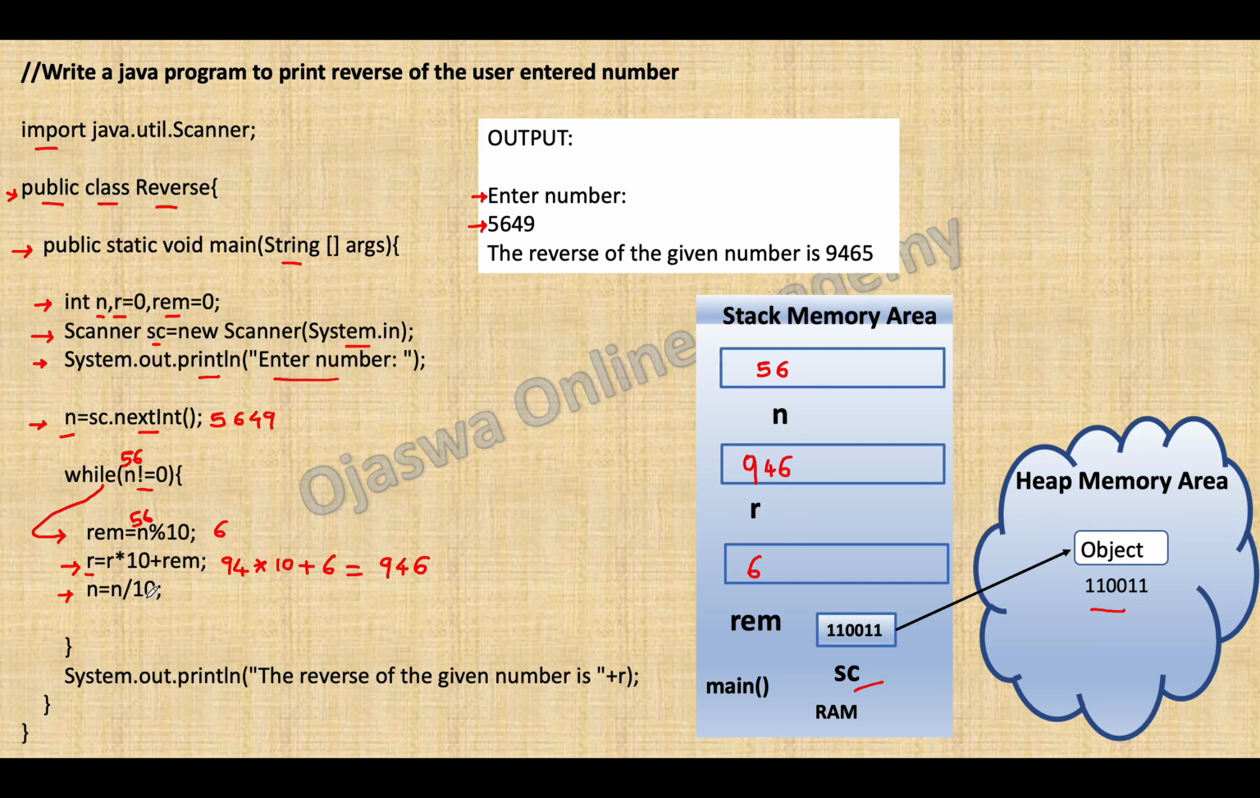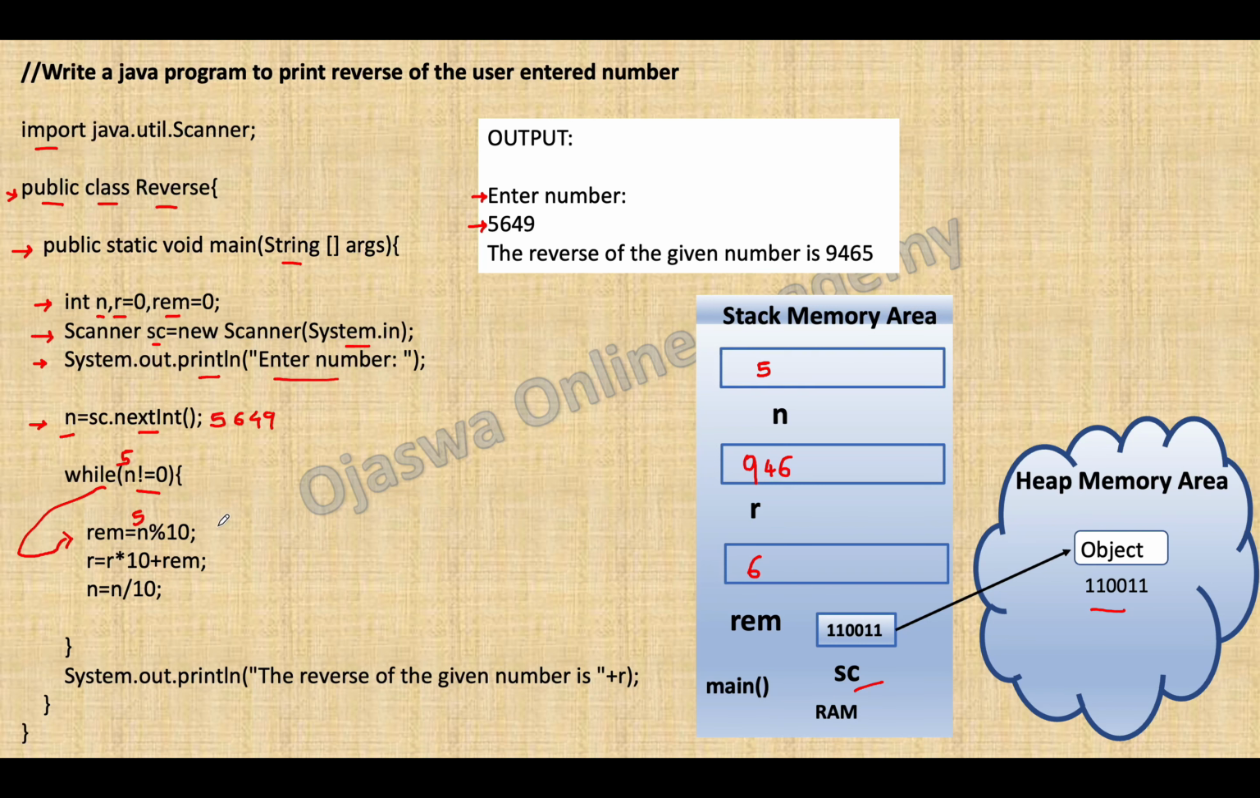Next statement is executed. N equal to N divided by 10. Value of N is 56. When you divide 56 by 10, the answer you get is 5. So inside the memory, value of N is replaced with 5. So after this statement is executed, control goes to the condition statement and the condition is checked for the next iteration. So now the value of N is 5. 5 is not equal to 0. Condition is true. Control comes inside and the first statement is executed.